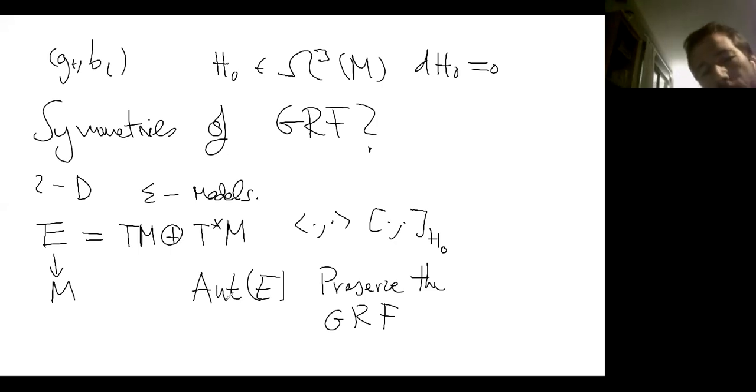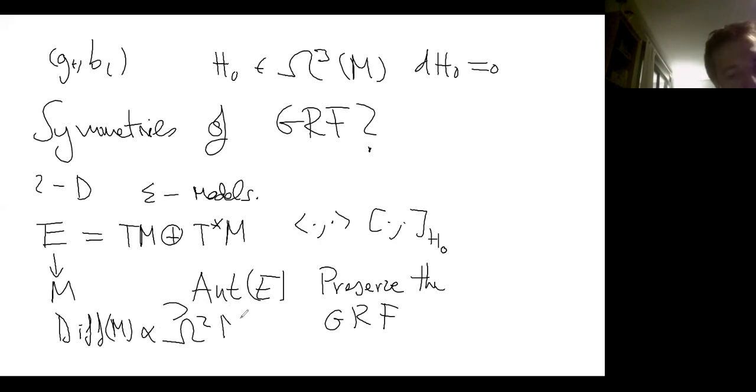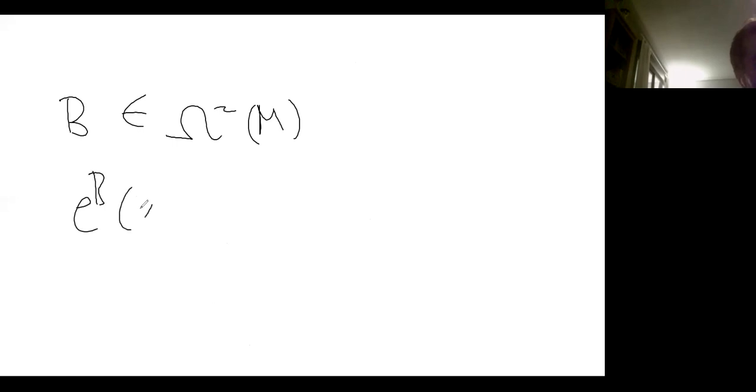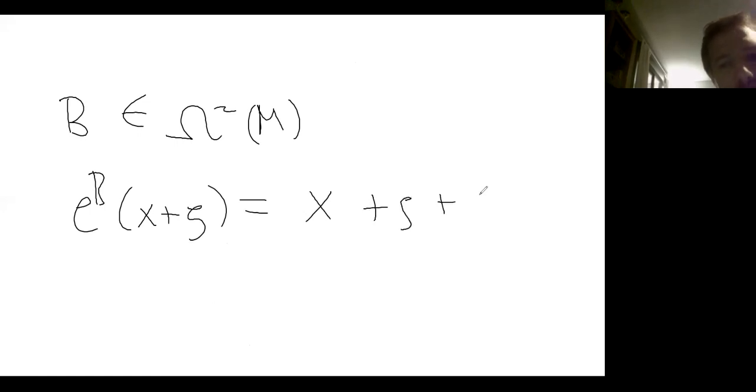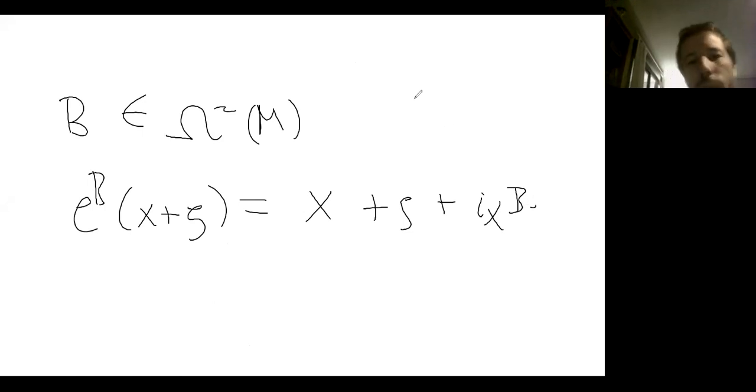So the new ingredient in this automorphism group is that it enlarges the diffeomorphism group of the manifold by the space of 2 forms on the manifold acting by B-field symmetries. So if I have a 2 form b on the manifold, then I can act on a section of this tangent plus cotangent bundle by doing x plus ξ goes to x plus ξ plus i_x b. And this is going to be this natural action of the tangent plus cotangent.